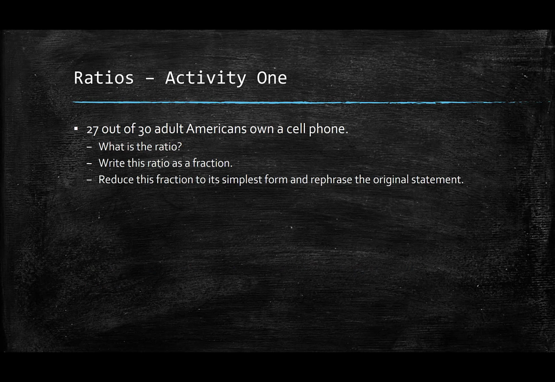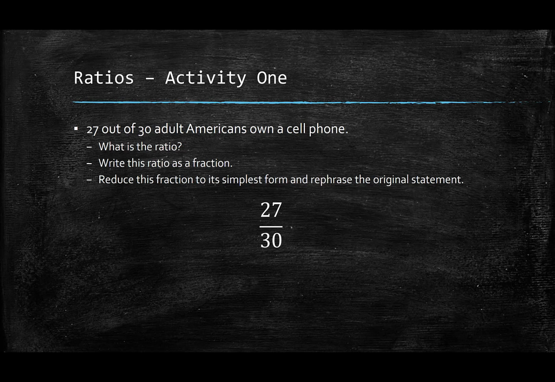Let's try another example. 27 out of 30 adult Americans own a cell phone. Can you identify what the ratio is here? If you said 27 out of 30, you're correct. Now, can that be written as a fraction? If you wrote 27 over 30, again, you are correct.